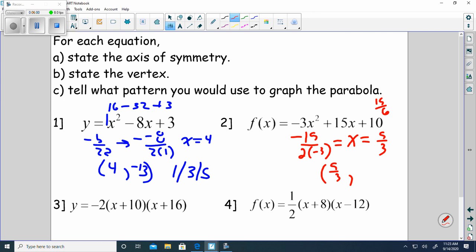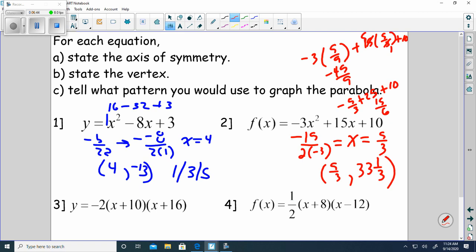So if I plug 5/3 in, I'm going to get negative 3 times 5/9 plus 15 times 5/3 plus 10. So that's going to give me negative 15 over 9, which reduces to negative 5 over 3. That's going to go in there 5 times, so plus 25 plus 10. So that's going to be 35 minus 5/3, which is 33 1/3.